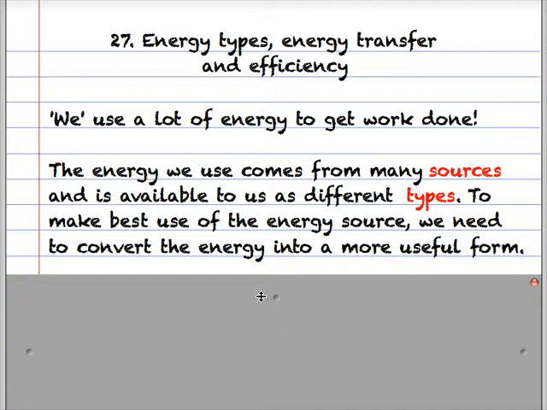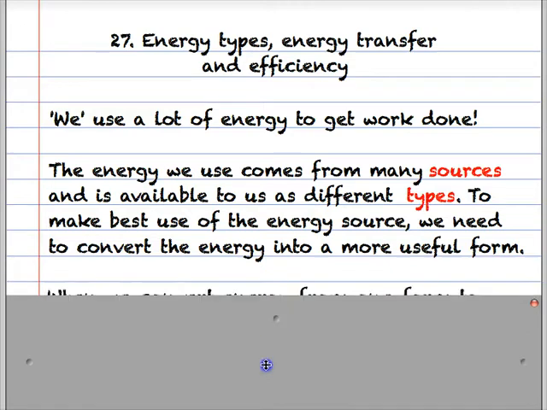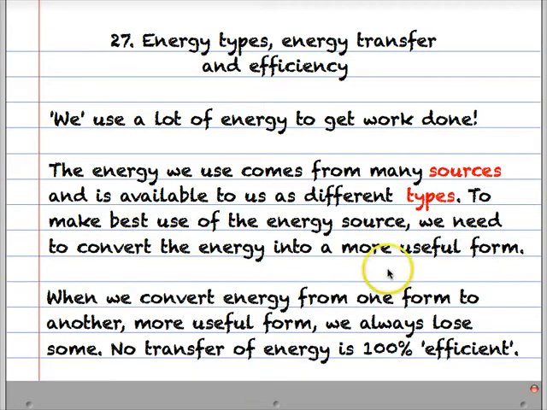To get the best use of the energy sources we have, we need to convert them into useful forms of energy. For example, coal in itself is not that useful to us, but when we convert it in a power station into electricity, that's useful. When we convert energy from one form to another, more useful form, we always lose some of that energy. So when we transfer energy, we haven't got a 100% efficient situation. We always lose some.